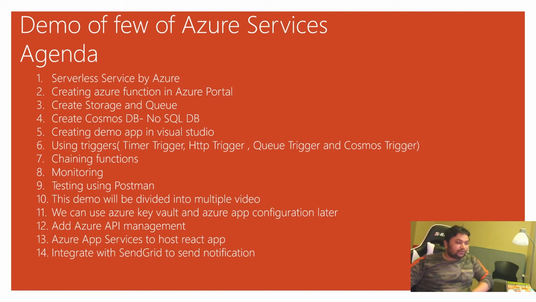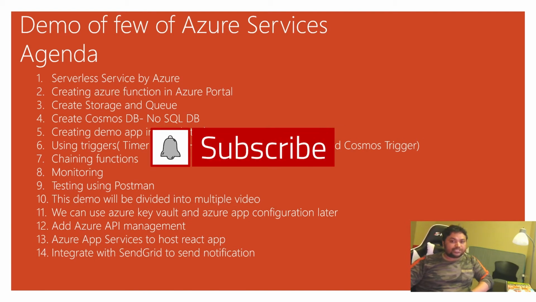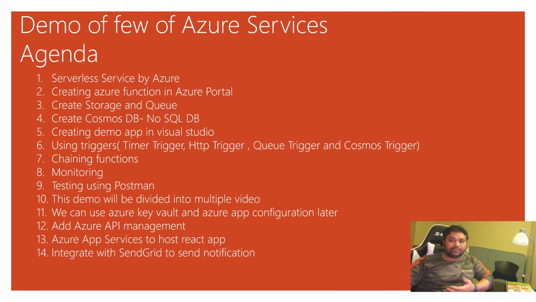And later we are going to use Azure Key Vault and Azure App Configuration. These two services are also provided by Azure. One is Key Vault, where we store all the secrets and keys safely, for security. And the other is that previously, when we were developing applications, we used to keep all our configuration in a JSON file or something.